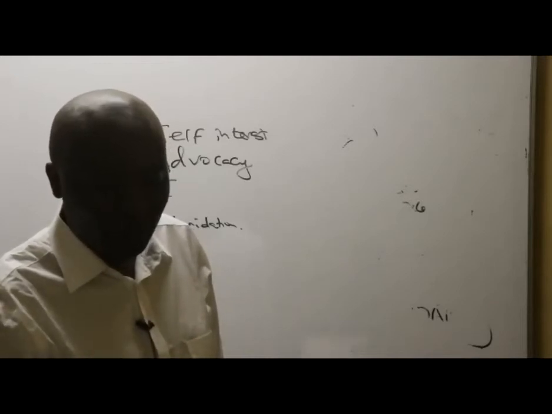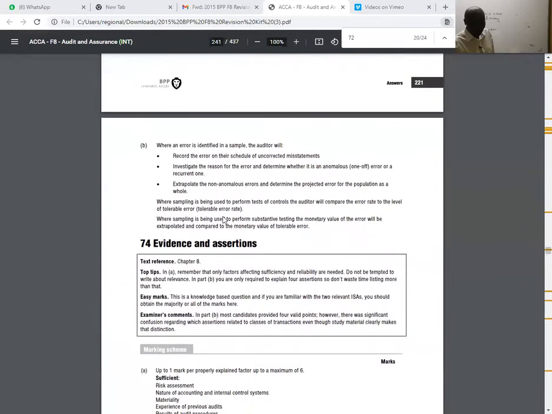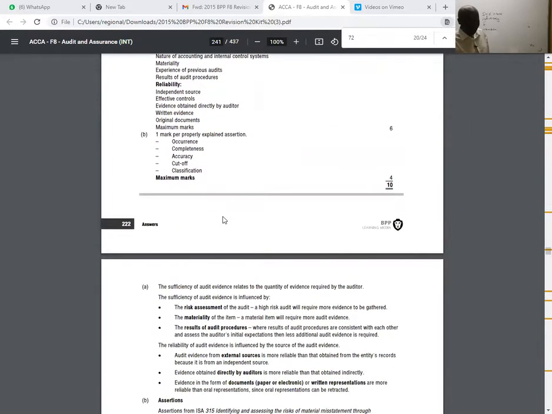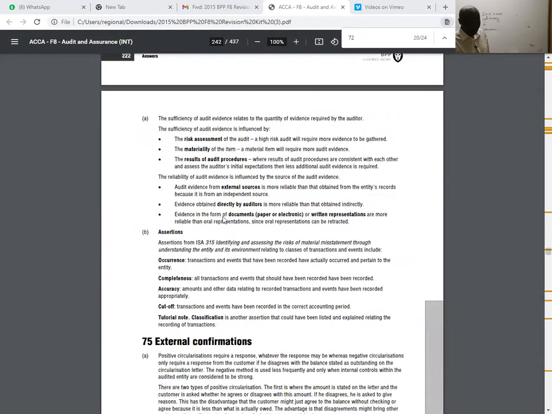So, ladies and gentlemen, here we are. Let me see whether I can read the answer directly. Evidence and assertions. This question really was about the assertions of transactions and events. So I believe I don't have to read the question. Some of these things I can hammer without reading the question, if you guys allow me.